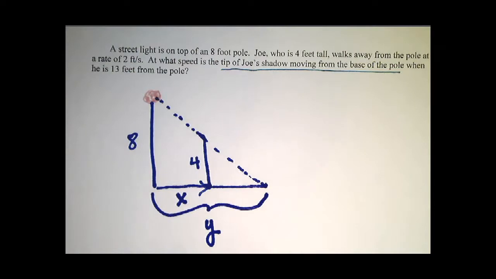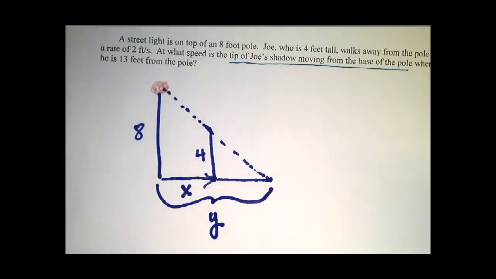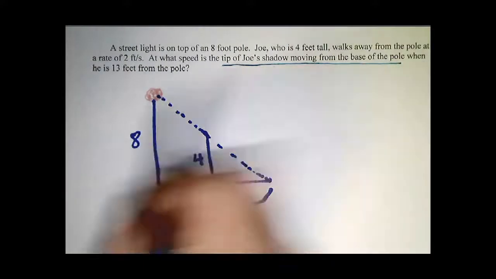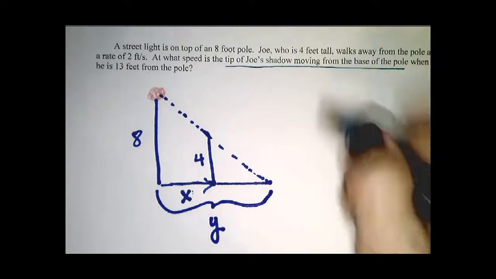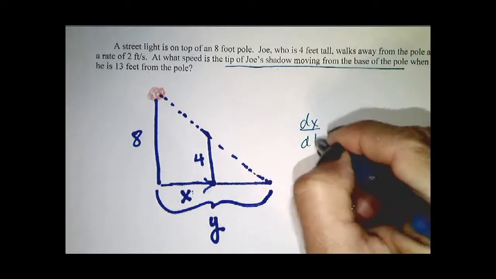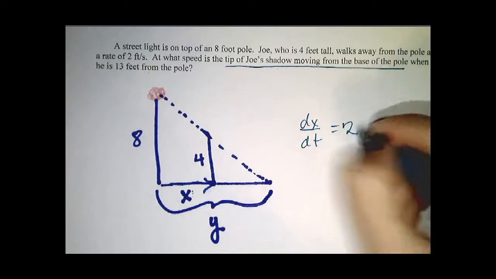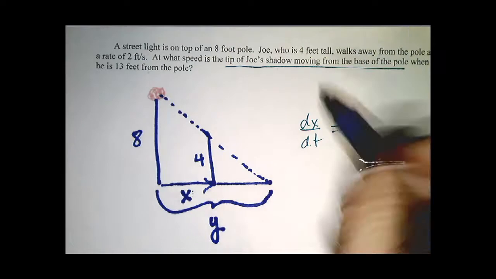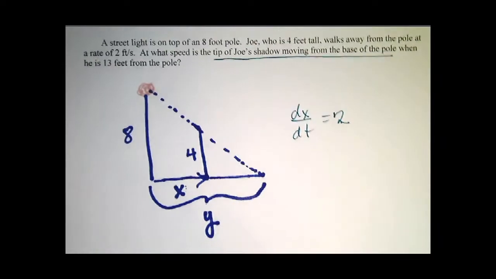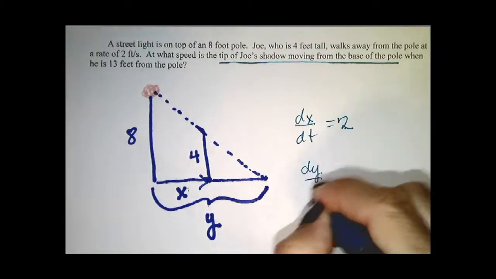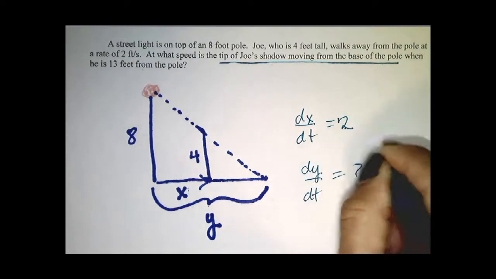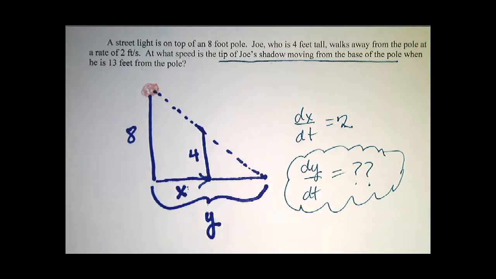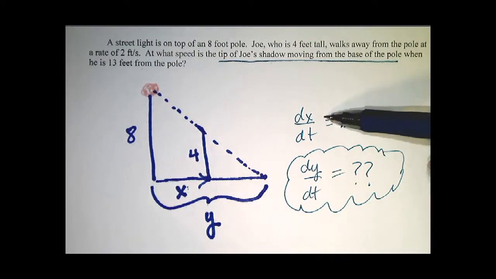All right? Perfect. Now, let's list other information that we're given: he walks away from the pole at a rate of 2 feet per second. So that tells us right here that dx/dt is 2. Now, it's positive because this distance is getting larger. Great. And we are looking for dy/dt. I like to clearly identify what it is I'm looking for. dy/dt.